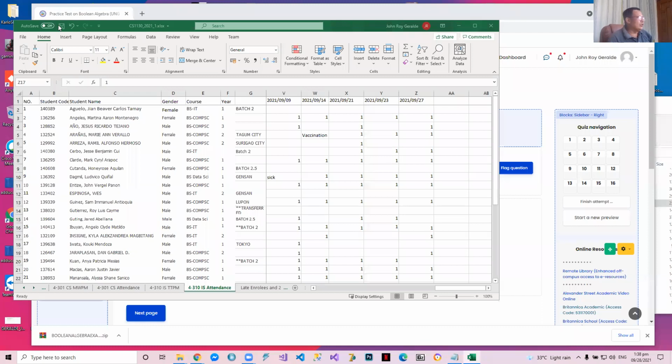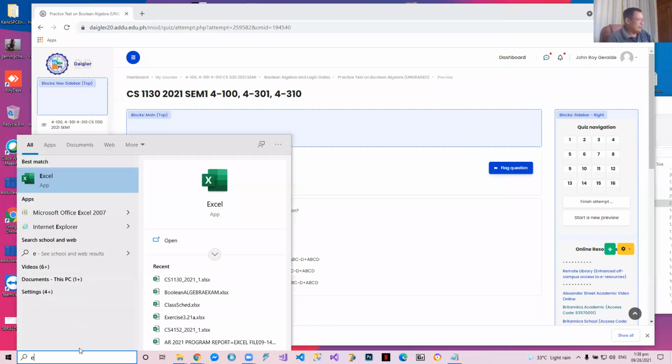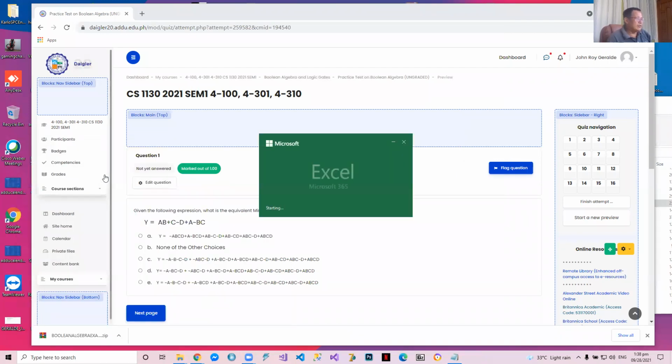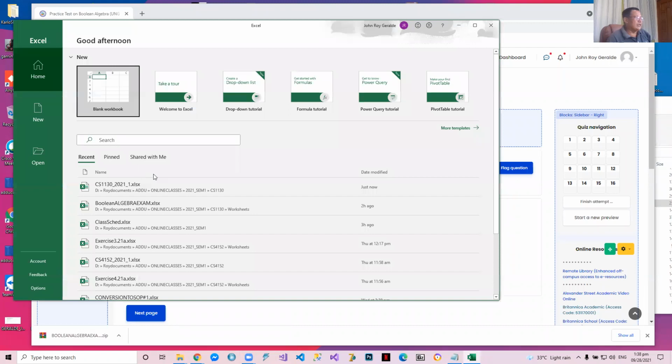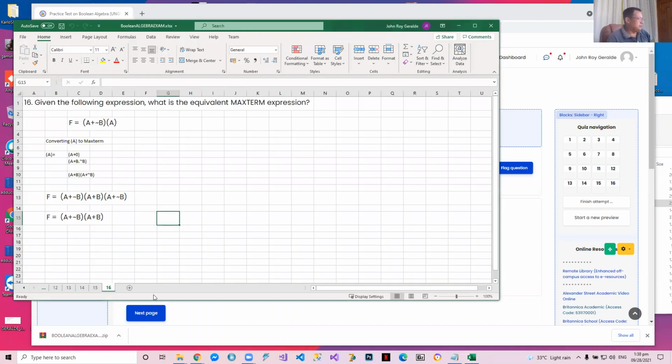So for today we are going to solve. Now I'll just have to close this because there are problems with Excel, especially if so many pages are open. I have already solved this, the solution is there in Daigler. But I encourage everyone to solve this on their own, so that during the actual exam you know how to solve the problems.